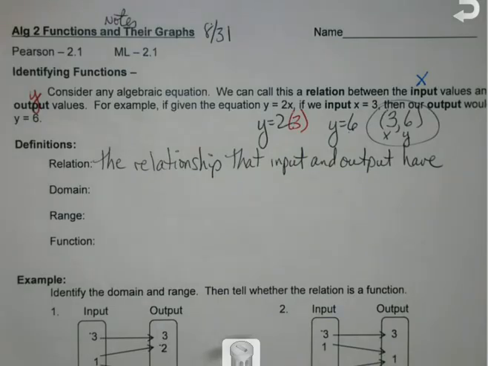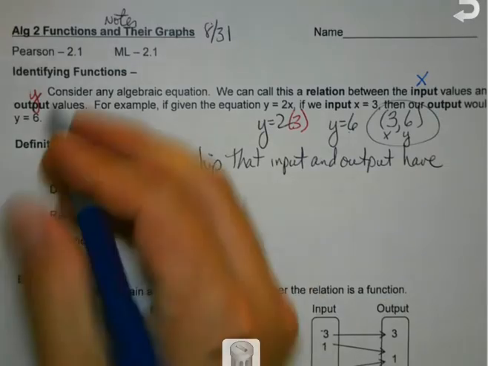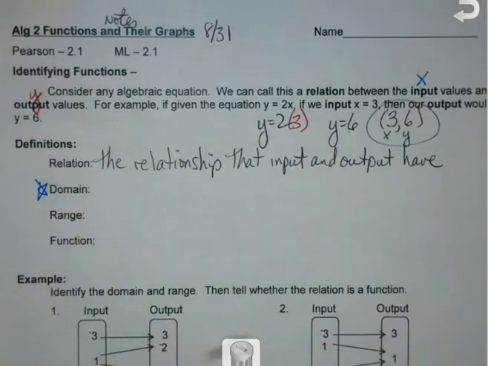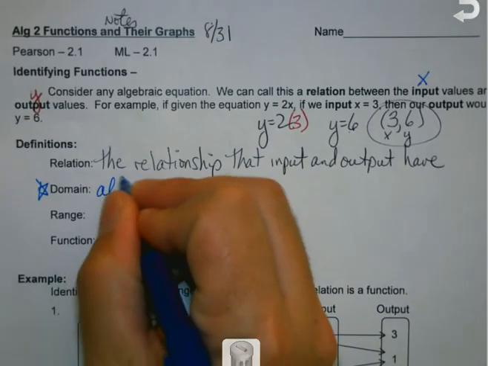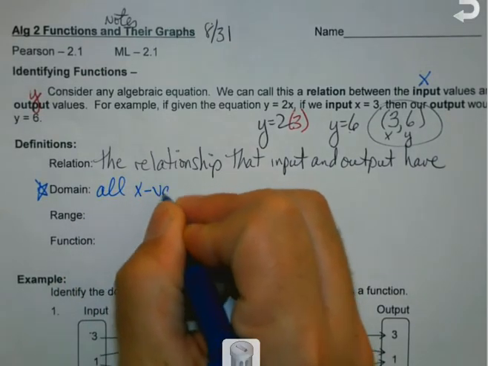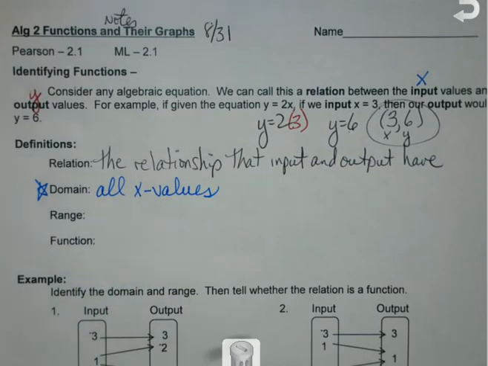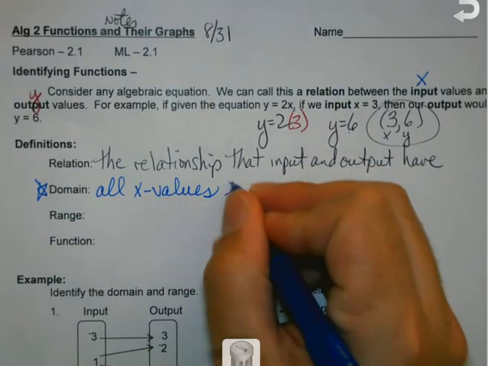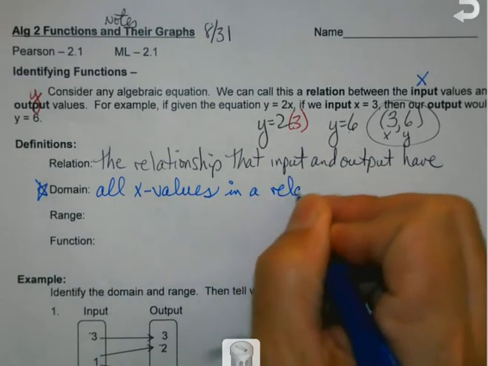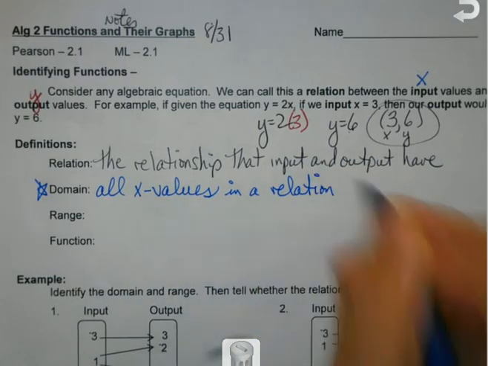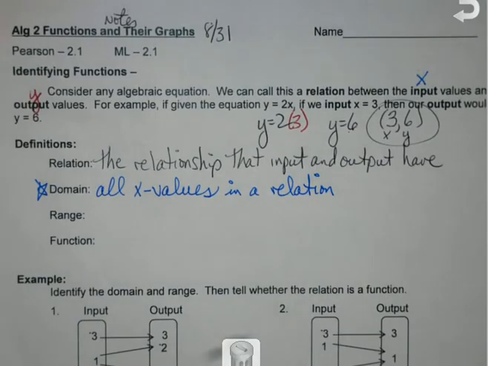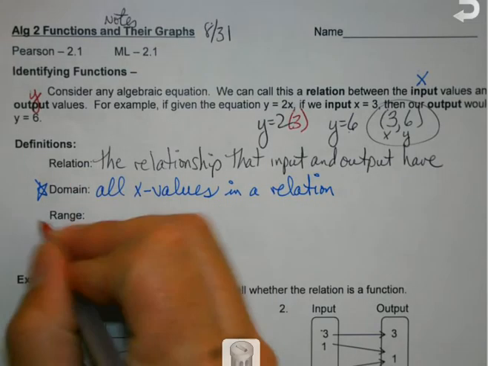But the two things that we tend to jump into the most when we're doing this are the next two words. So I'm going to star these up here. The domain is all of the x values in a relation. In other words, it's every possible x value for that particular equation that I could plug in. Now sometimes there's an infinite number, sometimes there's just a limited number, and we're going to take a peek at some of those here in just a bit.